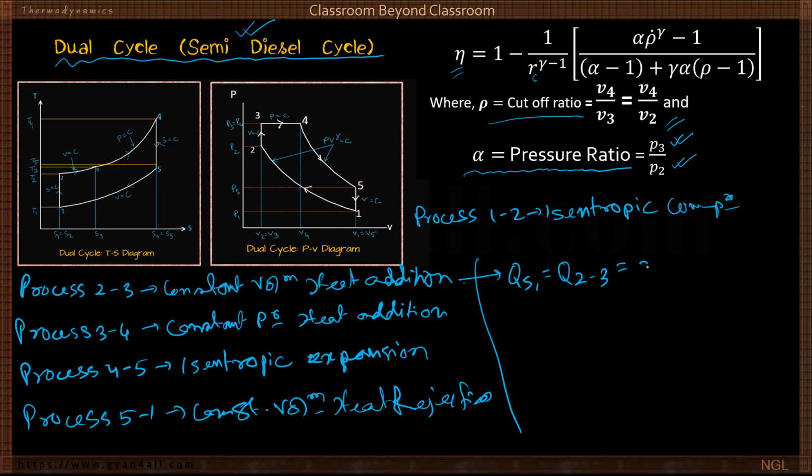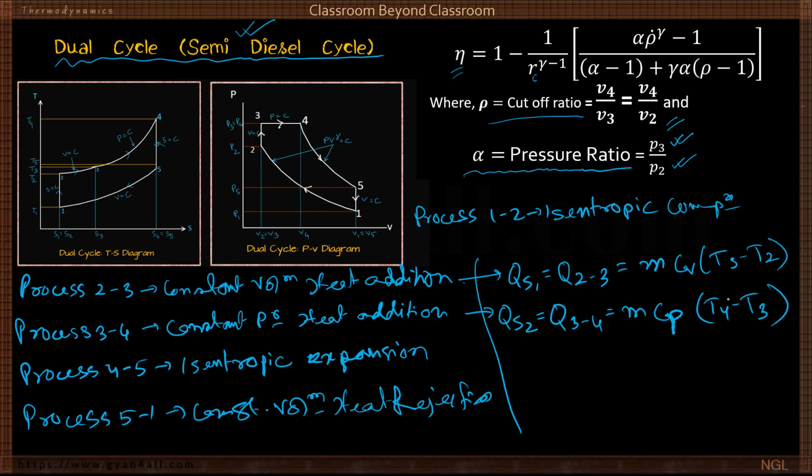Yes, constant volume process. M Cv into T3 minus T2. This process is 2-3, so higher temperature is T3 and lower temperature is T2. Good. Then constant pressure heat addition, how much? QS2 we can say, which is equal to Q3-4, is equal to m Cp into T4 minus T3.